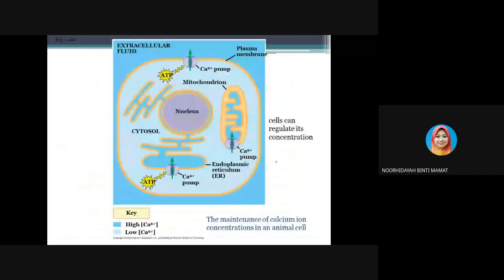So this is the plasma membrane. Okay, so this is the nucleus. So here are the high concentrations of calcium, and here are the low concentrations of calcium. So you can see this is the maintenance of calcium ion concentrations in animal cells, where calcium goes from low concentrations to high concentrations. This is how cells regulate their concentrations.